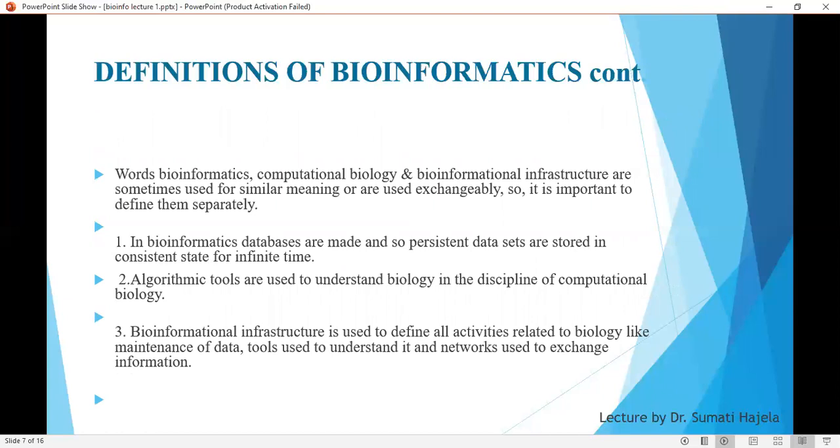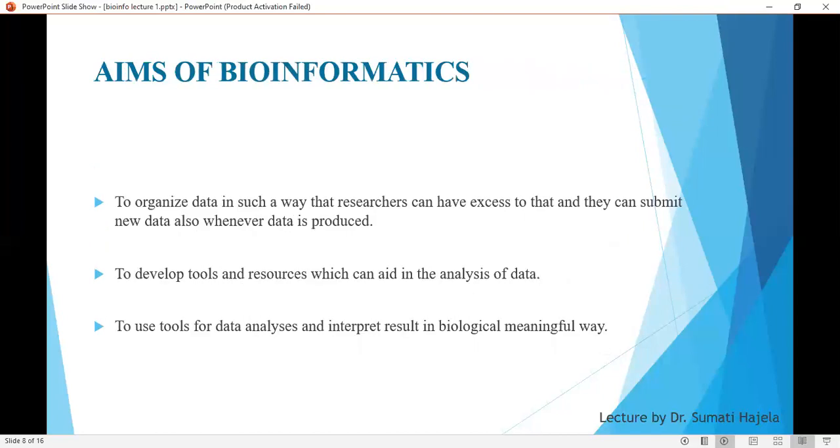It was seen that during the initial days of bioinformatics, the words bioinformatics, computational biology, and informational infrastructure were sometimes used for similar meaning or were used interchangeably. So it is important to define them separately. In bioinformatics, databases are made, and so persistent data sets are stored in a consistent state for infinite time. Algorithmic tools are used to understand biology in the discipline of computational biology, and bioinformational infrastructure is used to define all activities related to biology like maintenance of data, tools used to understand it, and networks used to exchange data.